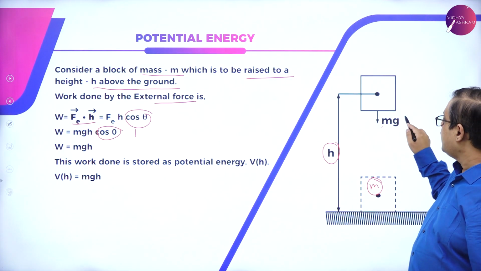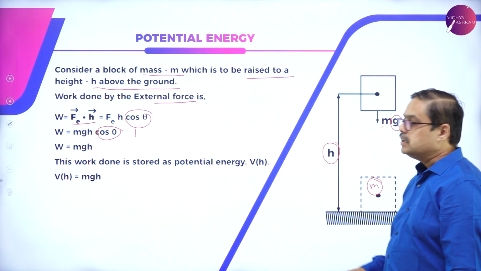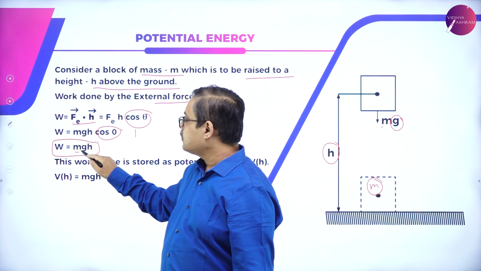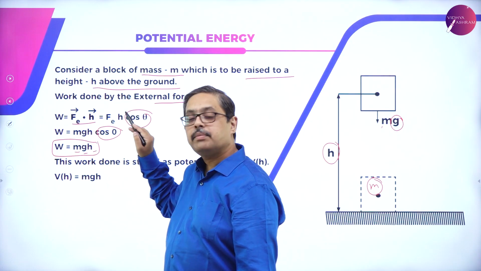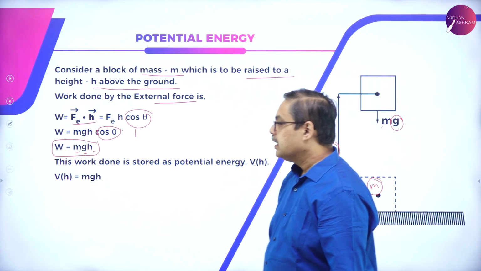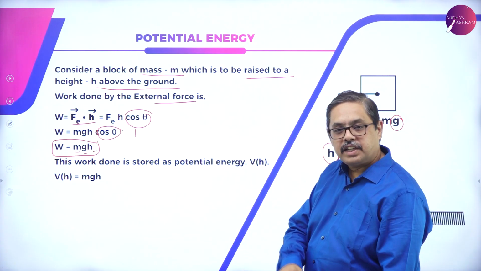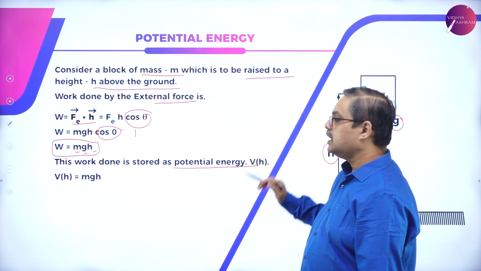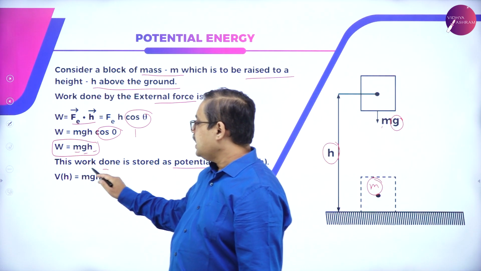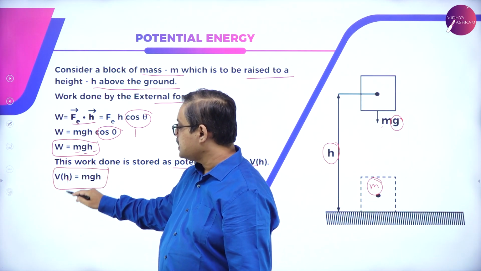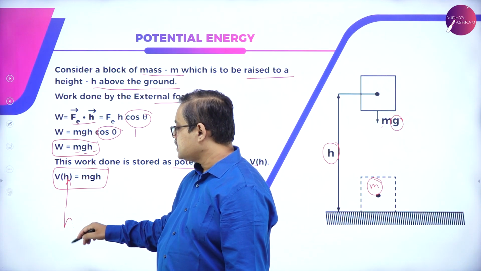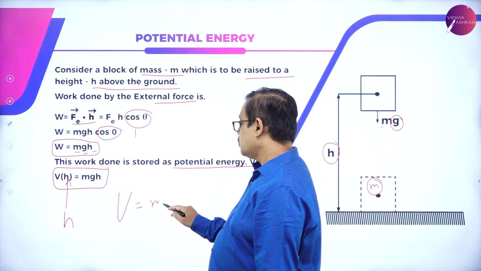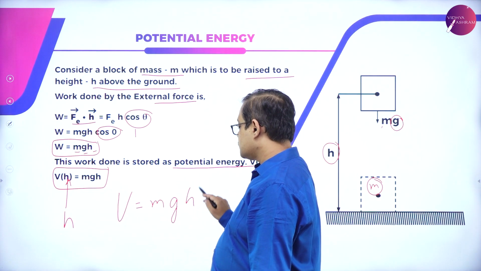So, the mass of the body is m. Because it is raised by a height h, there is some gravitational force g. So, what will be the work done? It is m into g into h. Mass of the body, gravitational acceleration, height by which it is raised. This work done by the external force in lifting the object by a height h is stored as potential energy. V is equal to mgh. This h is there because the displacement is by a height h. So potential energy is equal to mass into gravity into displacement.